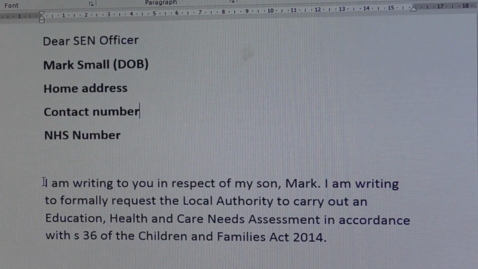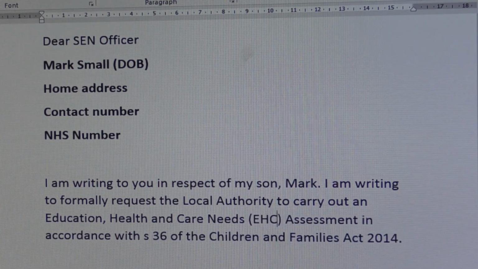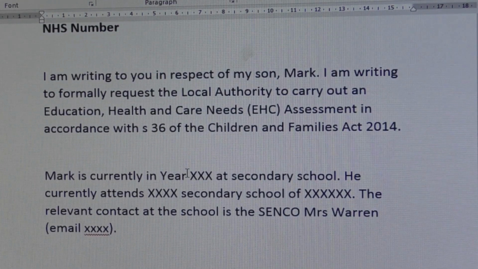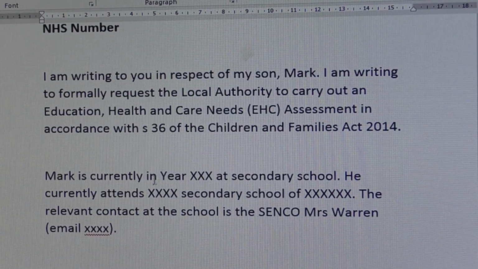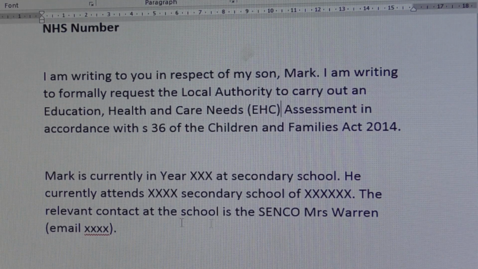So what we're going to do, look, first paragraph, we're identifying why we're writing to the local authority, and it's about carrying out an EHC needs assessment. We're then identifying the educational setting that Mark's currently attending and his year group. So in this case, we're in secondary school. You would put the name of the secondary school and give the address, and you provide the relevant contact detail at the school.